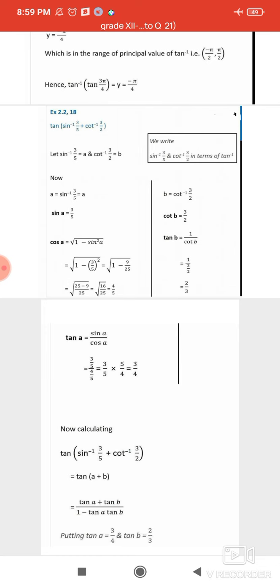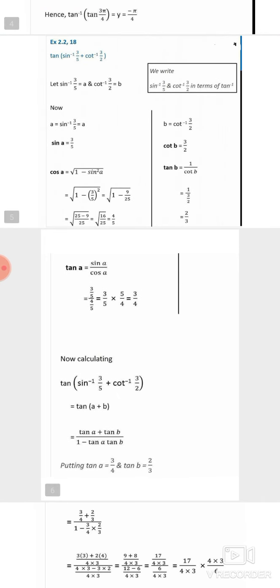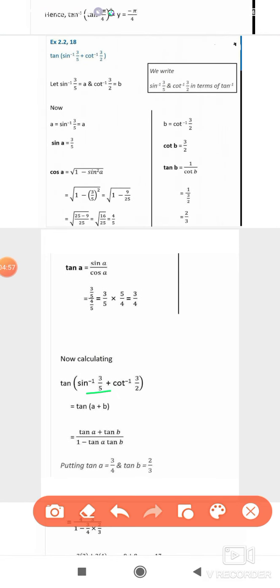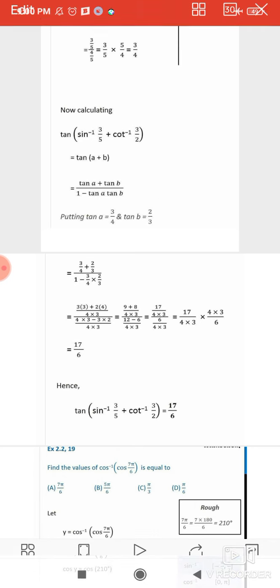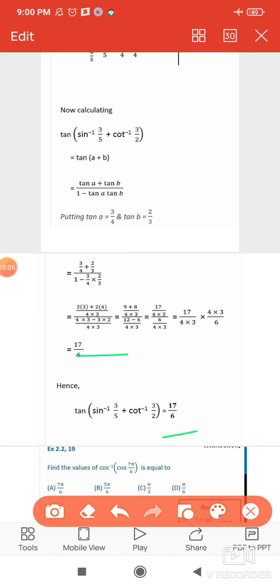We have, let this equal to A and this equal to B. So we have put the values, and this is the required answer which we have right now. This is the required answer.